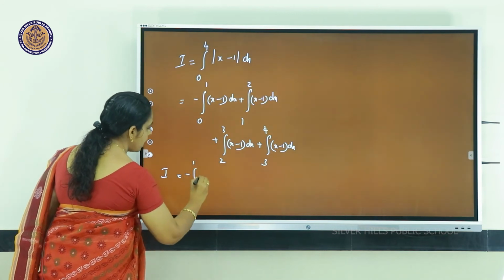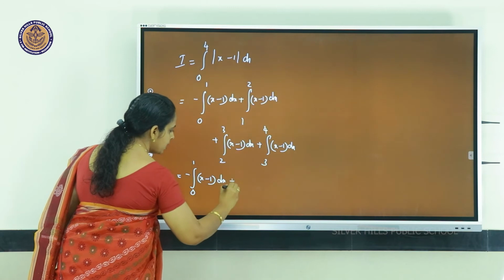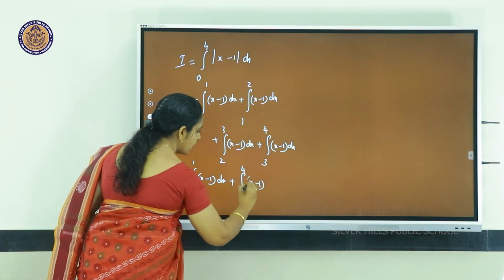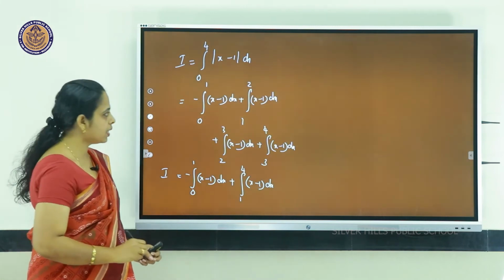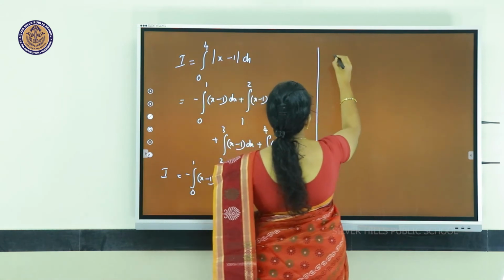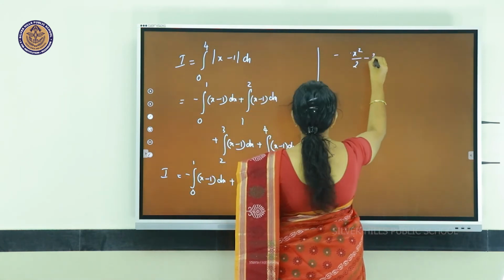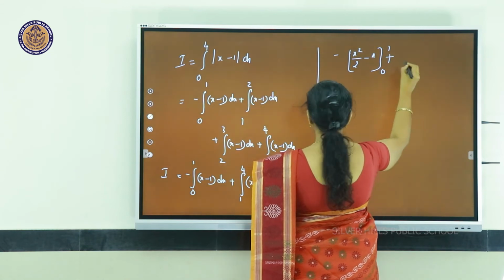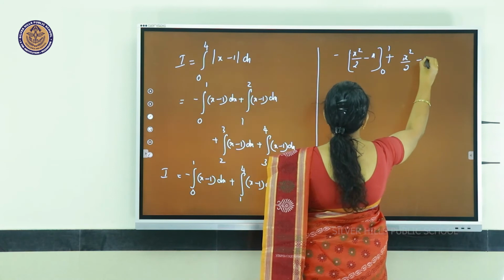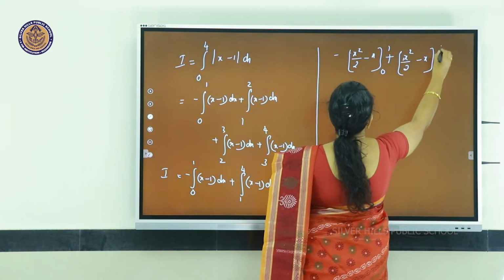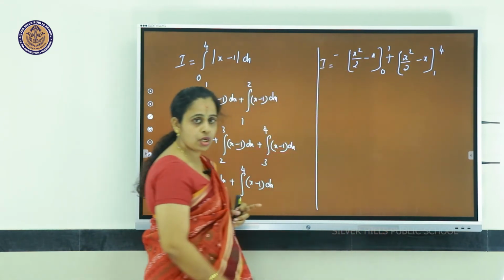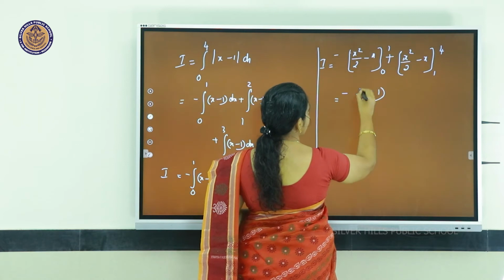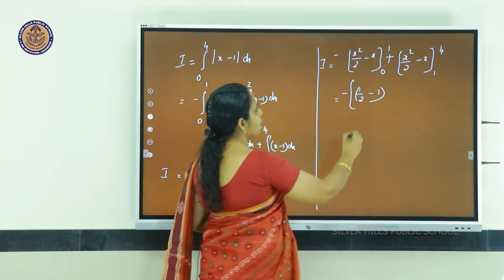Equal to minus integral 0 to 1 of (x minus 1) dx plus, let us combine this, integral 1 to 4 of (x minus 1) dx. Okay, now let us integrate. Negative outside, x square by 2 minus x under the limits 0 and 1, then comes plus x square by 2 minus x under the limits 1 to 4. This was our integrand I, equal to negative, 1 by 2 minus 1, I gave the upper limit, minus 0.